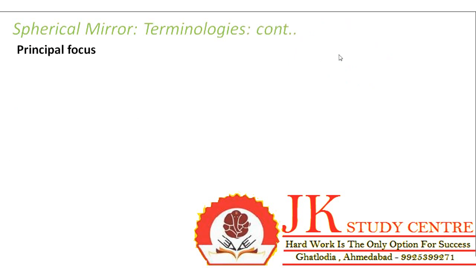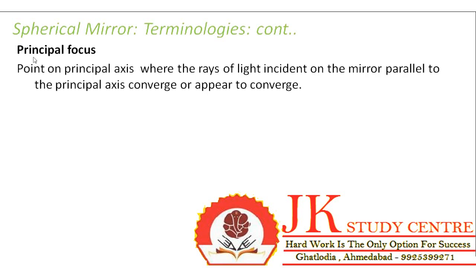The next one is the principal focus. It is a very important term and a very important concept as well. So what is the principal focus? The principal focus is a point on the principal axis where the rays of light incident on the mirror parallel to the principal axis converge or appear to converge. There is something important to understand here. First, you understood that the principal focus is a point on the principal axis.